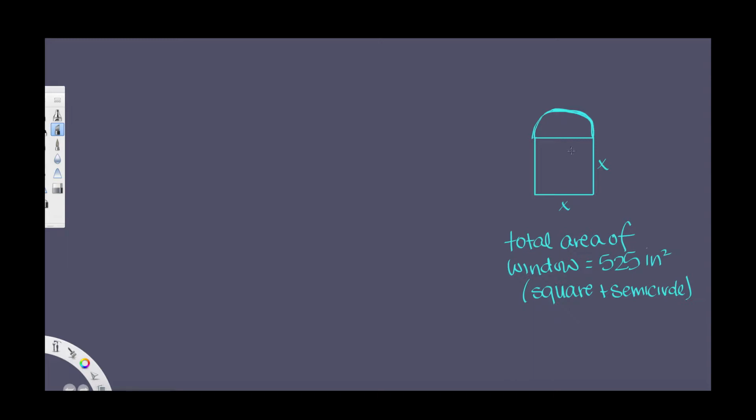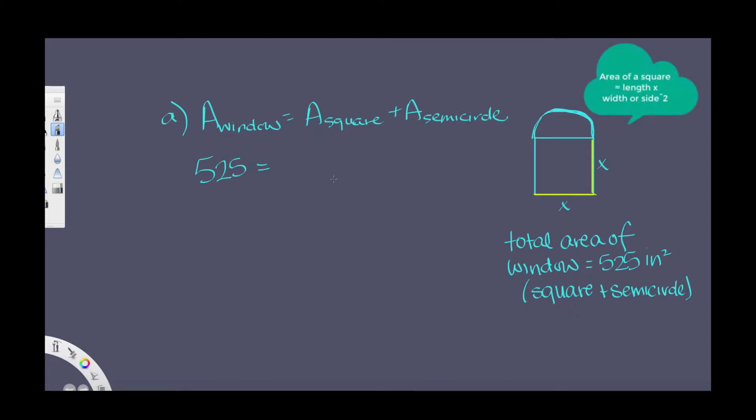And the total area is made up of the area of a square and the area of a semicircle. Right? So part A asks us to write an equation for the total area of the window. So the area of the window is going to equal the area of the square plus the area of our semicircle. Okay. Well, we know that the area of the window is 525 square inches, and we know that the area of a square is just length times width, so x squared in this case.